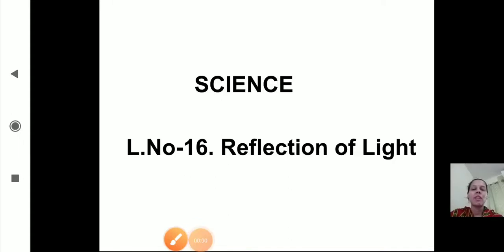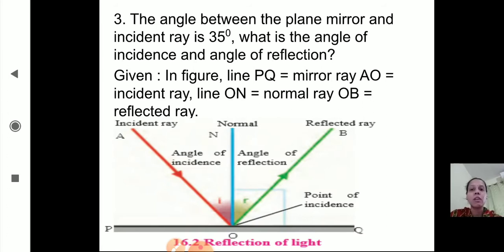Good morning students. In the previous session we completed the concept of reflection and saw the concept of kaleidoscope and periscope. After that we studied two examples given in your textbook, solved example first and second one. Now we'll start with the third solved example from your textbook. So this is the third question.